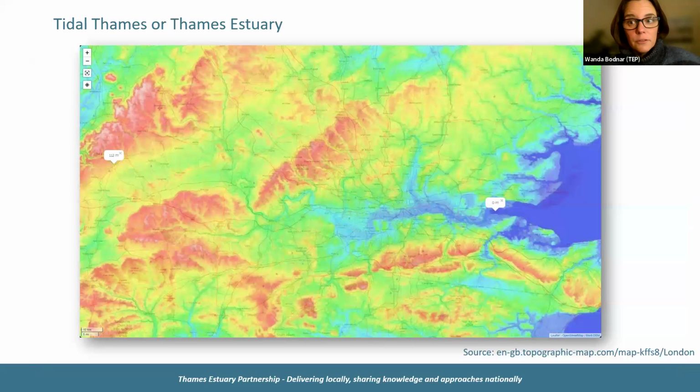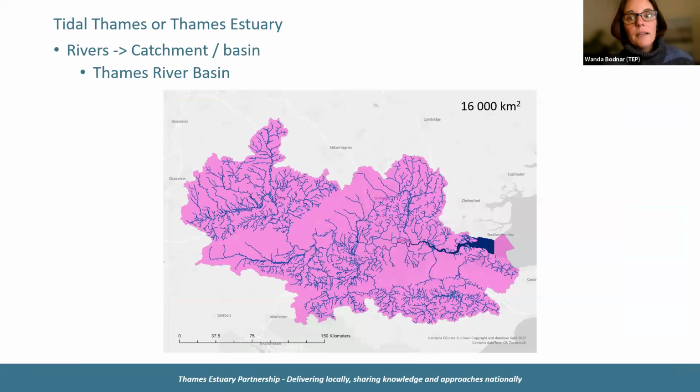In addition to the gravitational forces that govern the tides, we also have to account for the 100 meters height difference between the source of the Thames and where it meets the sea, and for all the larger and smaller rivers that flow into the Thames. So the Thames is the main river that collects other rivers within this area, and this is the area that we call the Thames River Basin.